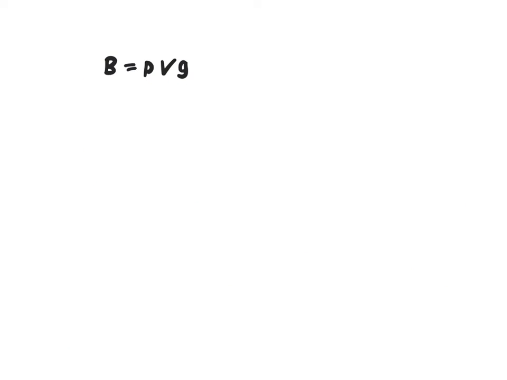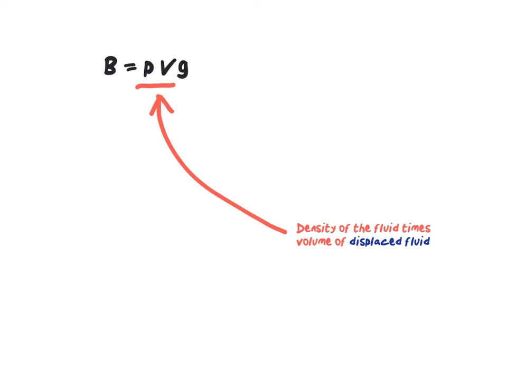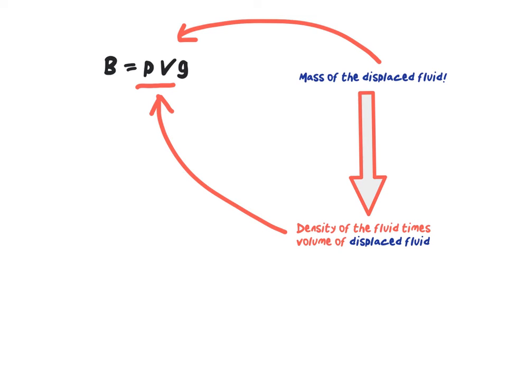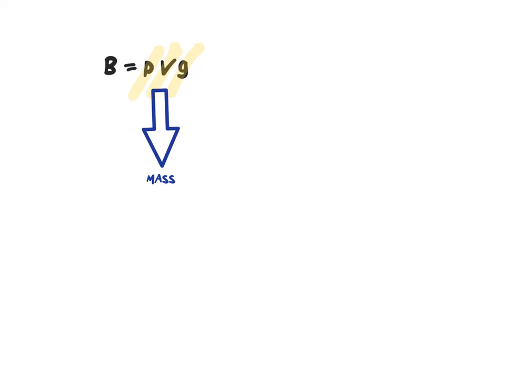So all in all, rho times V in this case is the density of the fluid times the volume of displaced fluid, which as a product is the mass of the displaced fluid. Now if I go back to the expression I came up with originally and say that the buoyant force is equal to rho times V times g, I see that what this relationship is saying is that the buoyant force is equal to the mass of displaced water times g, or in other words, the weight of the displaced fluid.